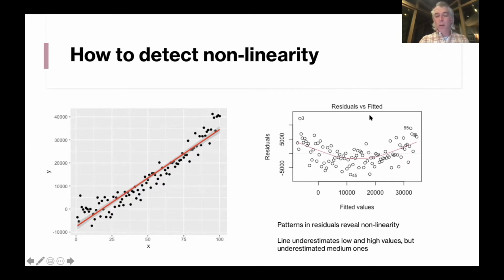These residuals don't represent a cloud or a straight line, but instead represent a U shape, where lower values for our fitted values and higher values for our fitted values tend to be underestimated, meaning that we get positive residuals. But the middle part of the model tends to overestimate the observed values, so we get negative residuals. Because of the nonlinear relationship here, we're getting positive residuals at low and high fitted values and negative residuals at intermediate fitted values.